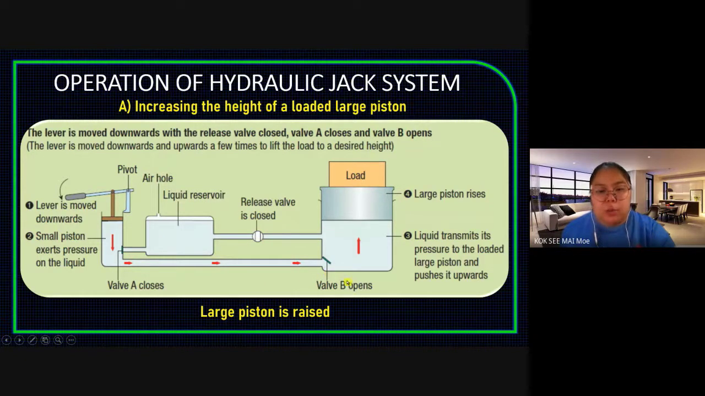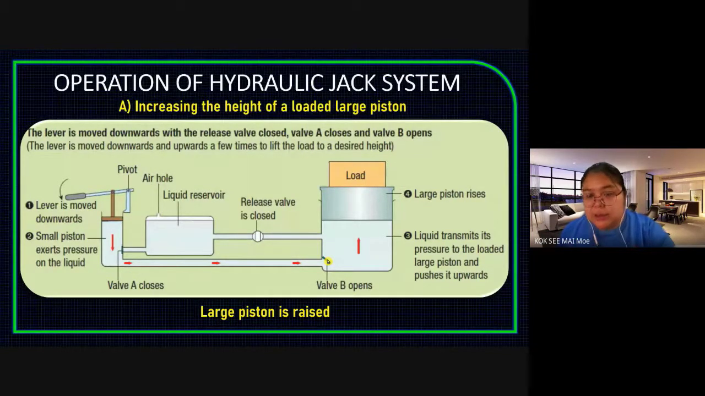When valve B is open, all the liquid goes here. So the liquid transmits pressure to the loaded large piston and pushes upwards, so your large piston rises a bit. You need to repeat this process. When the piston is up, this one closes first, then this one opens, and the liquid comes out from the reservoir. The second time you press, the liquid moves again to valve B and the load goes up a bit. So you repeat: up, down, up, down. Finally, the load can be raised.